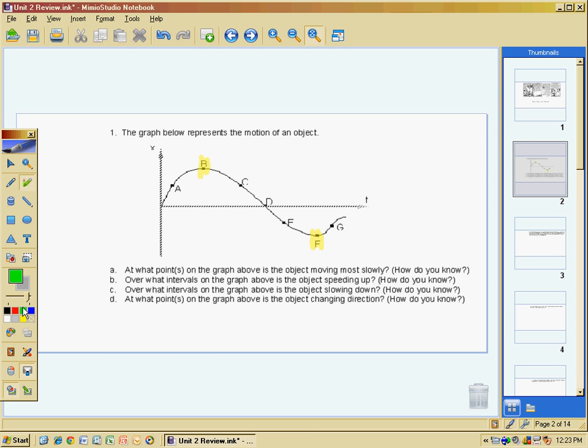For part B, we'll use green. Over what intervals on the graph above is the object speeding up? So keep in mind, if you're speeding up, your slope is going to get steeper. So it should go from flat to steeper.